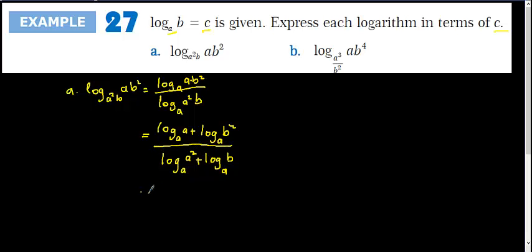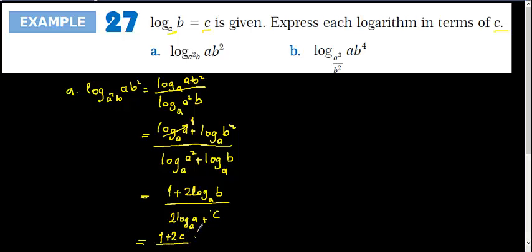If I bring these powers in front, logarithm base a of a is equal to 1. So 1 plus 2 times logarithm base a of b, over, in this expression, 2 times logarithm base a of a plus logarithm base a of b, which is given as c. So here b is going to be equal to c, 1 plus 2c over 2 plus c is going to be the answer.